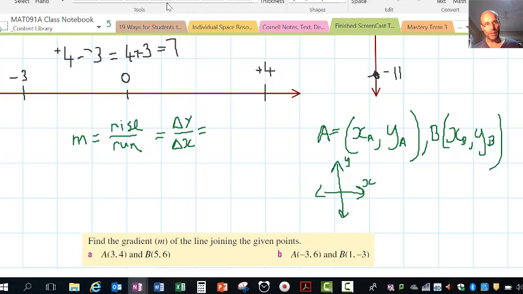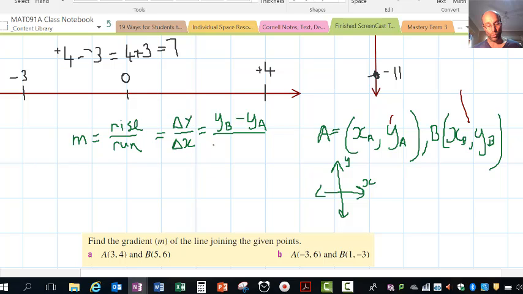Now what that is, if we look at the two y's there, it's the last y minus the first y. So it's y subscript b minus y subscript a.